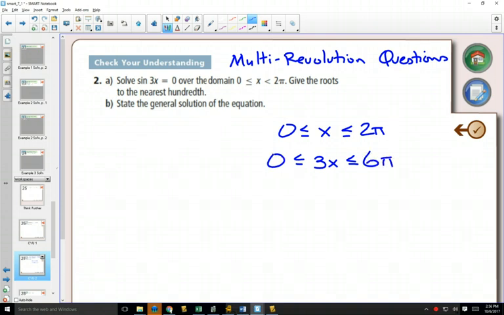Does that make sense? If I got you to pick a number between 0 and 10 in your head, and then I said multiply it by 3, now everybody's numbers could be between 0 and 30. You started between 0 and 10, but when you multiplied by 3, they could now be between 0 and 30. So if x is between 0 and 2 pi, then 3 x's would be between 0 and 6 pi.